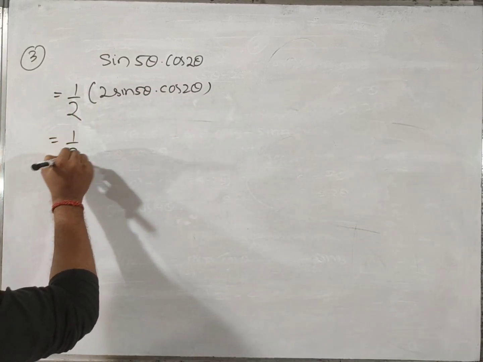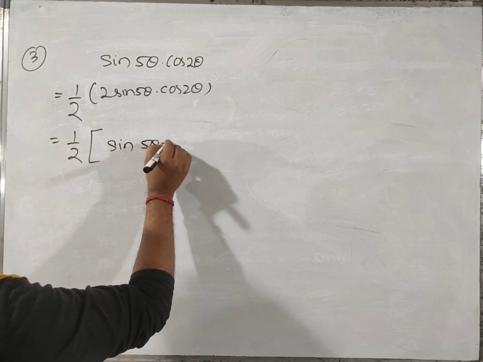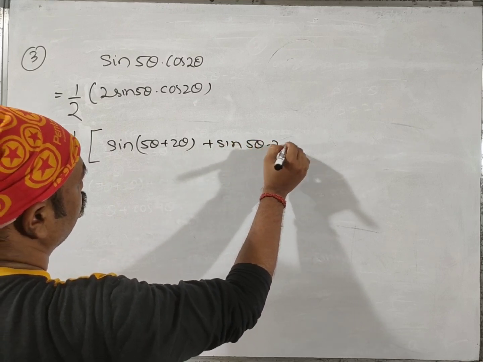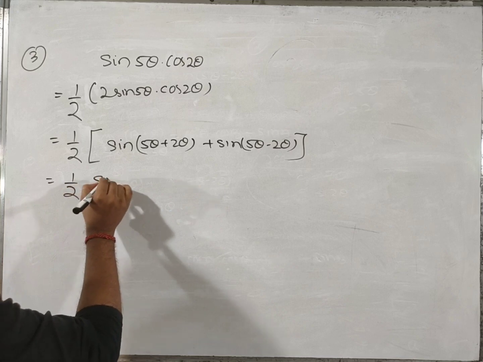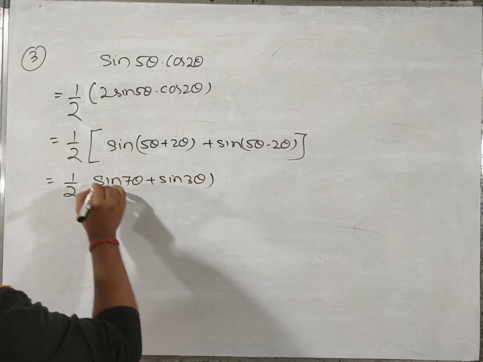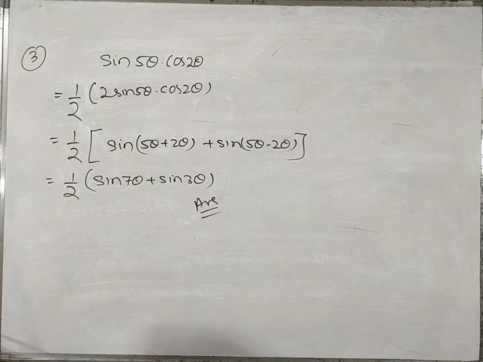Now we can put the formula, 1 by 2 multiplied with sin of 5 theta plus 2 theta plus sin of 5 theta minus 2 theta. Then it will be 1 by 2, it is sin 7 theta plus sin 3 theta. And here it is the answer for the given problem. Now let us discuss another problem.